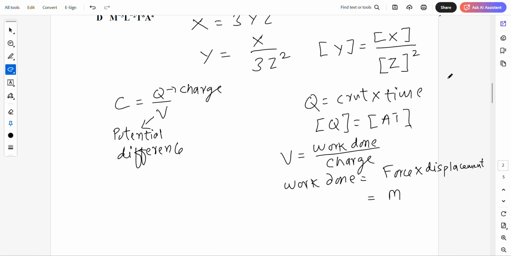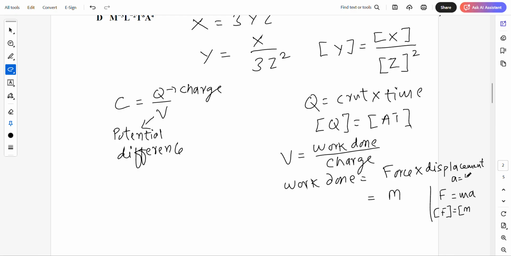What are the dimensions of force? Because we know F is equal to ma. Correct? What are the dimensions of force? Mass into acceleration. What is acceleration? Acceleration is again given by speed divided by time. That is velocity by time.